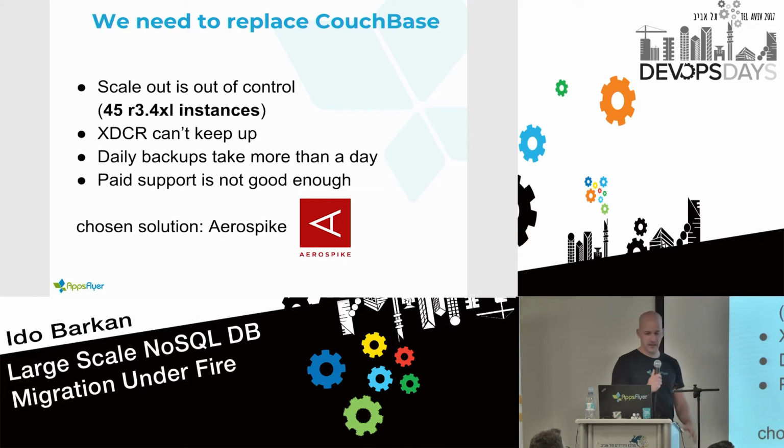Why do we need to replace it? Basically, Couchbase was fine. It brought us until that point, but it went bigger and bigger, basically scale out of control. 45 instances, rather large instances and expensive on its last days. XDCR couldn't keep up with the write rate, which was rather low. Daily backups lasted more than a day and didn't back up the whole database. We weren't happy with the support, and we've started looking for other solutions. We did a few POCs, some investigation, some research. We decided to go with Aerospike.